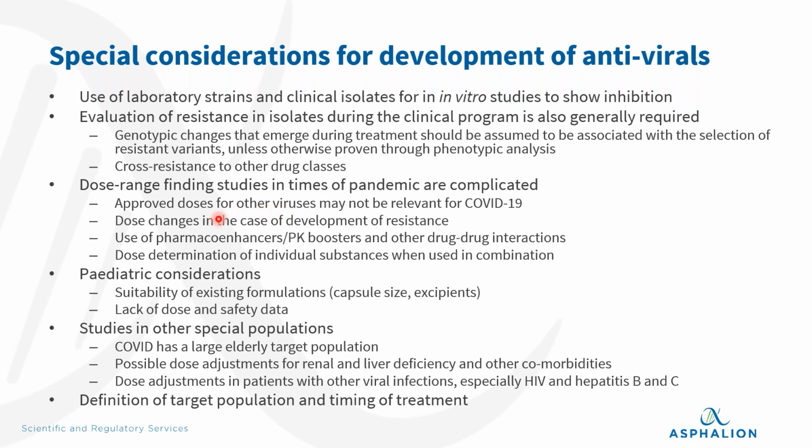So you may also have to use high doses in the case of resistance, for example. There's also the use of those pharmacoenhancers. These may also cause drug interactions with other drugs that are being administered to these patients. So that also has to be considered as a possible risk. And obviously, if you're doing combinations, as some of the cases are, how do you titrate the dose of the individual components in those studies?